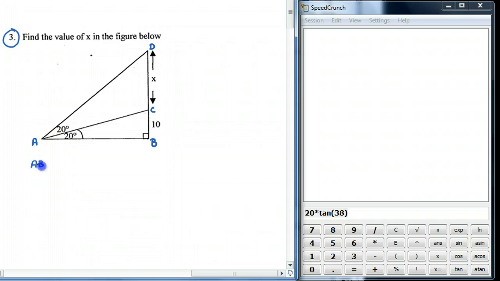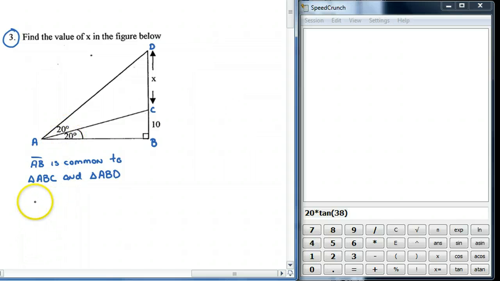So what I notice here is that AB is common to triangle ABC and triangle ABD. The benefit of that is that since I know one length in ABC, I can use triangle ABC to calculate AB, and then use AB to find x in triangle ABD. So first thing we're going to do is find AB in triangle ABC.